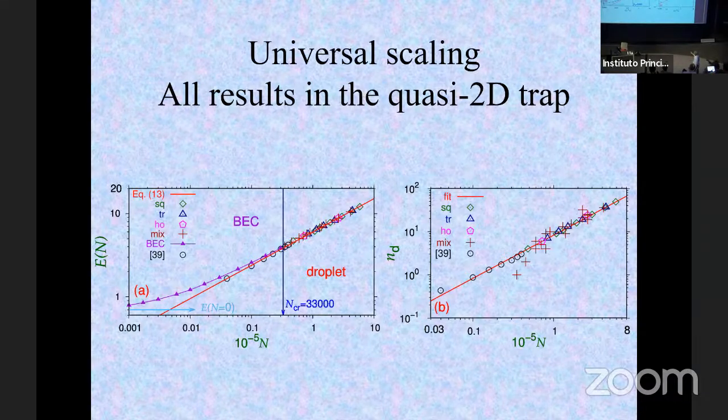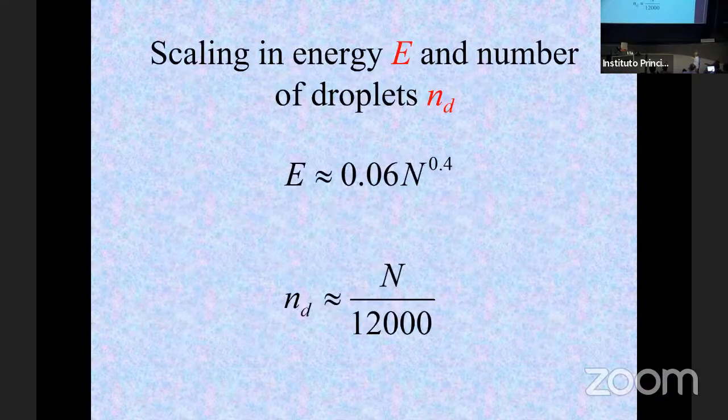And this is the number of droplets, which increases with the number of atoms. So this scaling is like this. It is different from the Thomas-Fermi scaling, the Thomas-Fermi energy. This has a scaling, and the number of droplets goes like this. And this includes all types of symmetries.